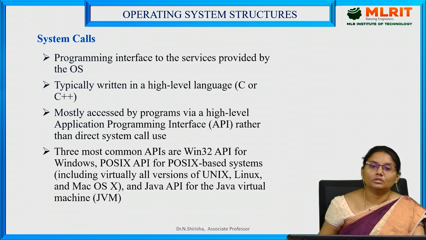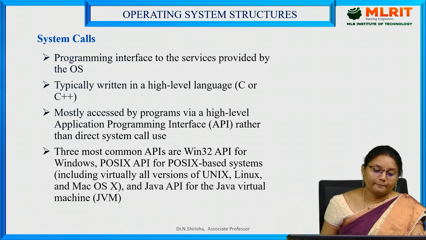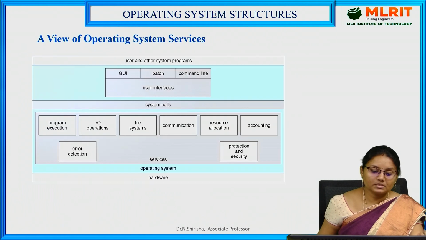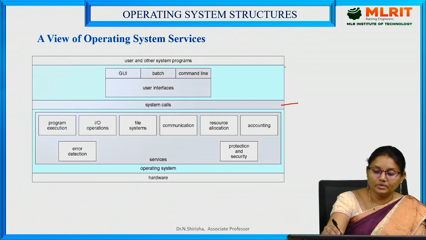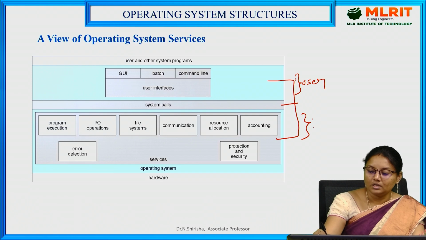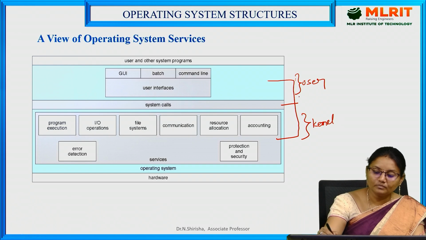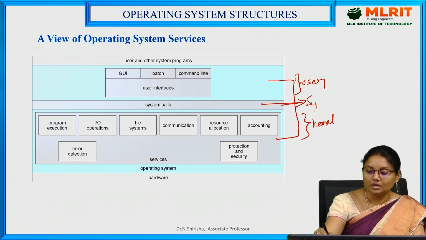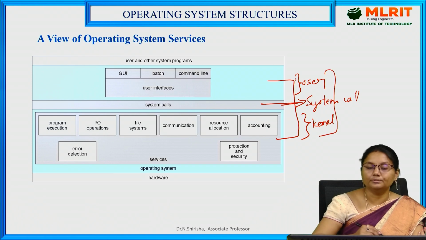And here, system calls. Coming to system calls, if you remember this diagram, system calls act as an interface between the user, the UI, and the services. So this is in terms of user perspective, and this is in terms of kernel perspective. In between these two, what is acting as an intermediary? This is the system call. So what is the system call doing? System call is connecting both the user and the kernel.